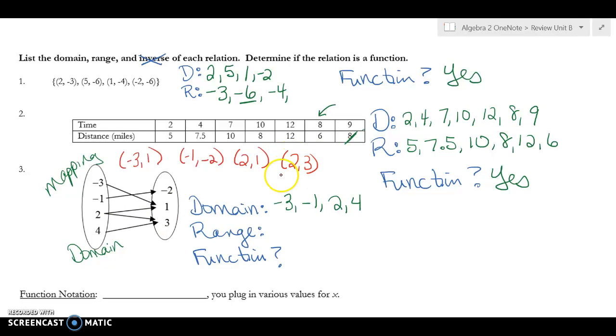So right there, that's an issue. There's 2 lines leaving from the 2. So that tells me that this is not a function. And so my domain is these numbers. Over here, this is my range. So my range is -2, 1, and 3. So when you have lists or points or tables, you just list your x and you list your y.